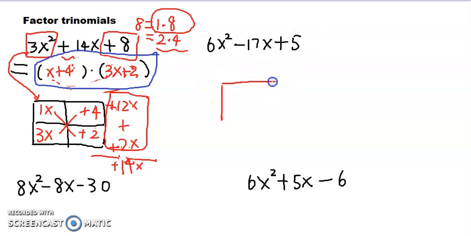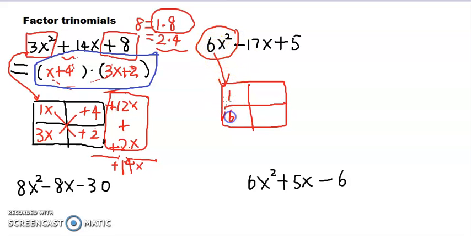So we're going to draw a 2x2 box, and these two will come from 6x squared. So notice that to factor 6, there are two ways. It's either 1 and 6 or 2 and 3. But for x squared, there's only one way, which is x times x. So I'm going to try 1 and 6 first, see if it works. And then to get these two terms, we're going to break down 5. And for 5, you either have 1 up, 5 down, or 5 up, 1 down.